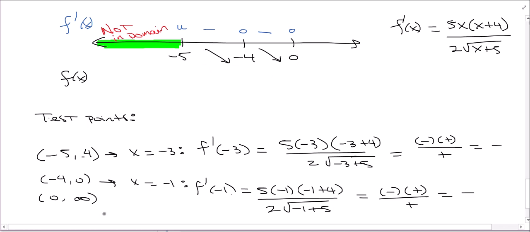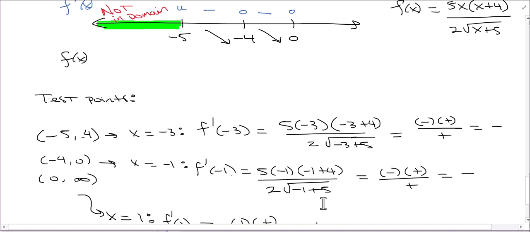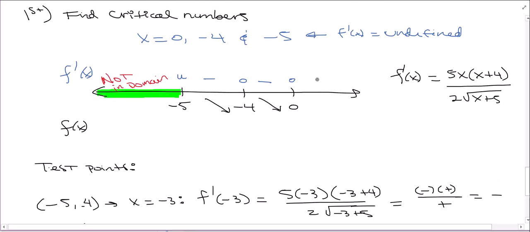And what about on the other side of 0? So for x in between 0 to infinity, pick like x equals 1, for example, then what is f prime of 1 going to be? So you're going to have 5 times positive 1, so that's going to be positive, and then positive 1 plus 4, so that's going to be positive, and the bottom is always positive. So now you're going to have positive there. So going back to our number line, the derivative is positive, so that means the function is increasing. And so now I have my intervals where the function is decreasing and where the function is increasing.